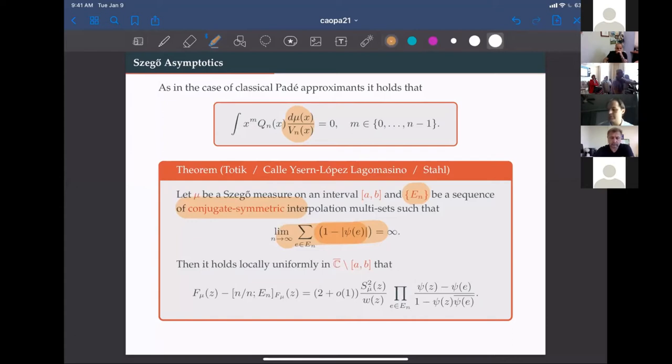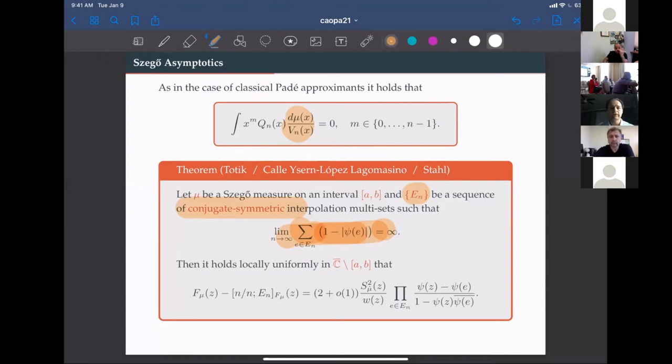And of course, this sum is going to behave linearly with n and diverge to infinity. This condition allows you to approach AB if you want with interpolation points. And it's a known Blaschke type condition for convergence of infinite Blaschke products. If this limit is finite, you're going to get an actual finite limit. If it's infinite, the Blaschke products will converge to zero.